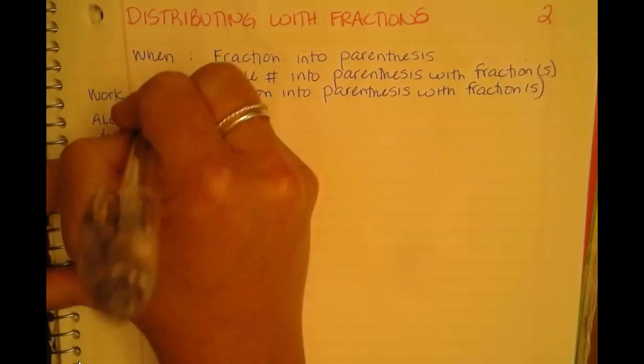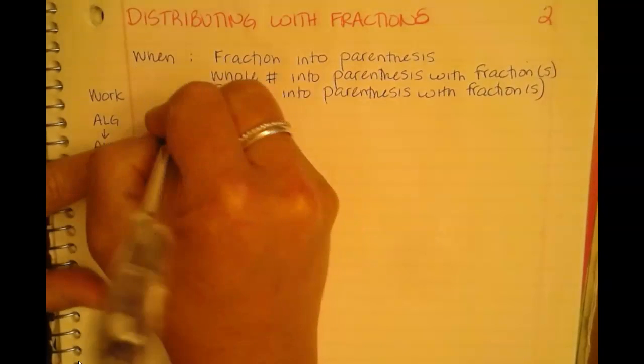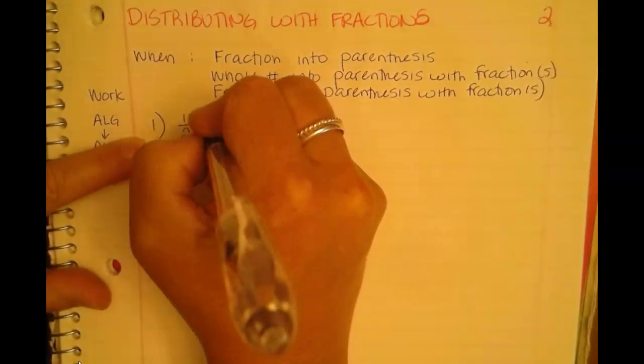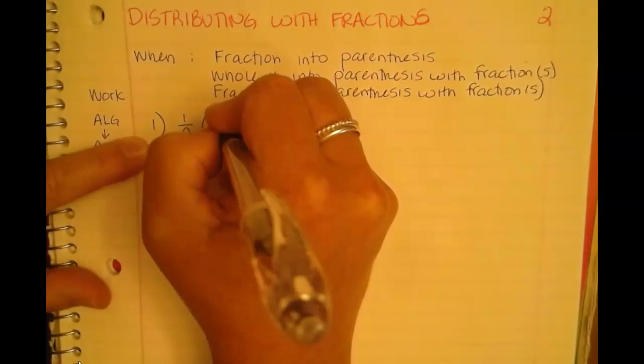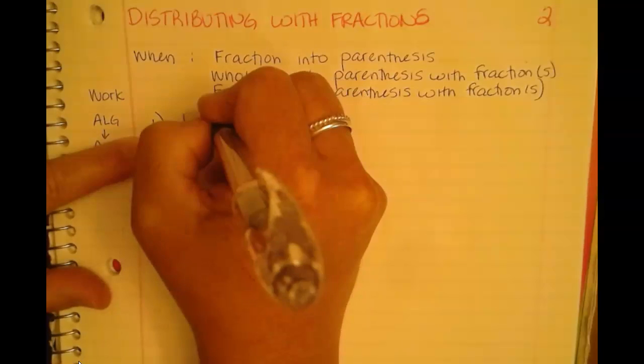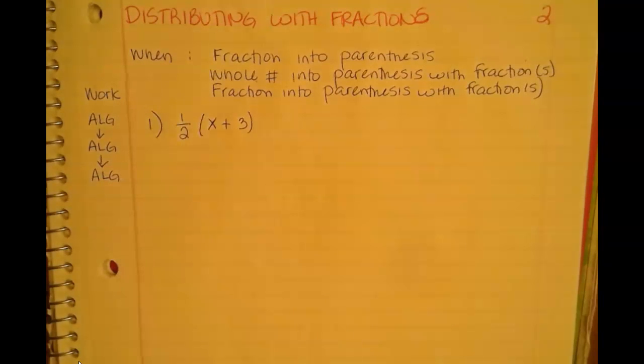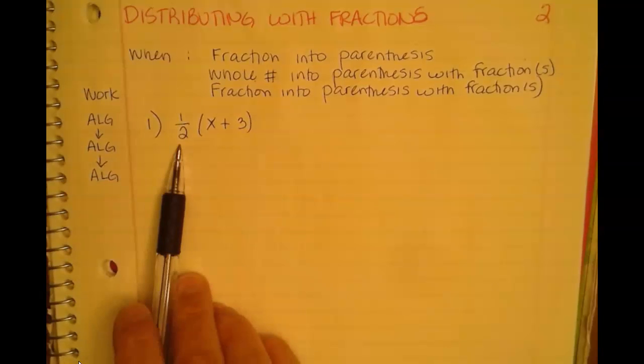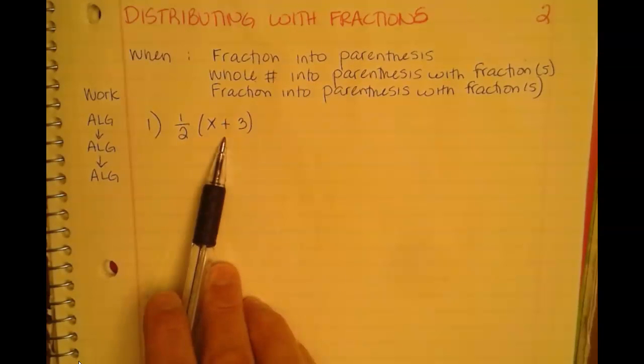So our first example here is we're going to do really easy distribution of 1/2 times the quantity x plus 3. So when we have parentheses, we usually say the quantity of, and that's what tells you that that is in parentheses when you're writing. So this is read out loud as 1/2 times the quantity x plus 3.